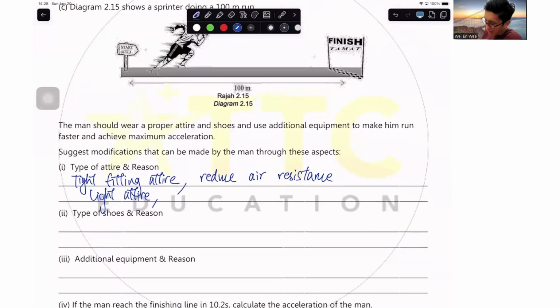Now, for light attire, don't say you can run faster. Don't say greater velocity, don't say greater speed. Light doesn't mean you can go faster. Light means you can accelerate faster. You can reach the speed faster, but it doesn't mean you can always go very fast. Heavy things can also go very fast, but they take a very long time. So don't say greater speed or greater velocity. You can only say greater acceleration.